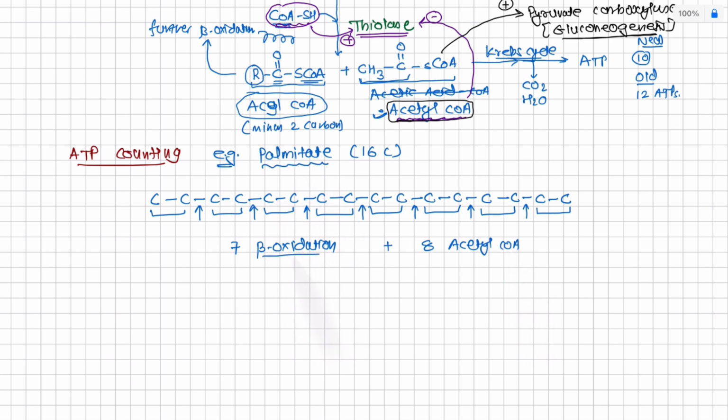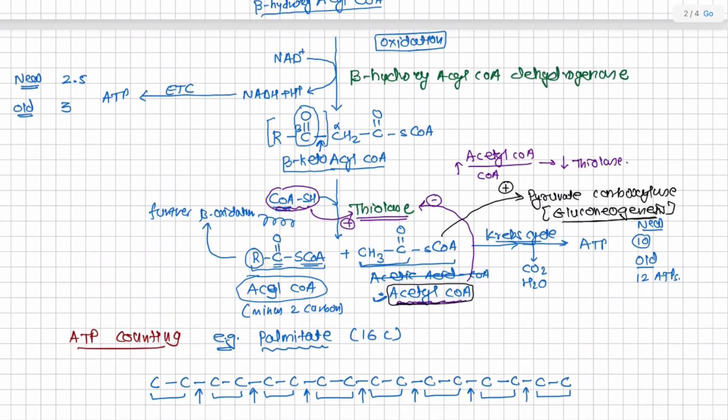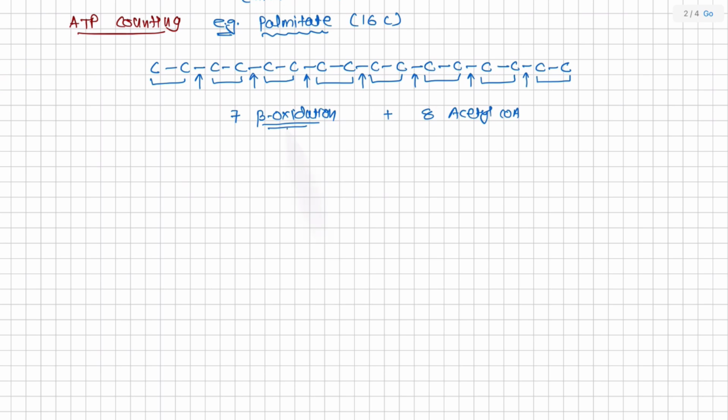We know that during beta oxidation, one FADH2 and one NADH plus H plus is released. So for each beta oxidation, we get one FADH2 and one NADH plus H plus molecule. As per the new information, FADH2 gives rise to 1.5 ATP, whereas NADH plus H plus gives rise to 2.5 ATP. And how many times is beta oxidation occurring? 7 times. So we multiply by 7, right? So 1.5 into 7 gives 10.5, whereas 2.5 into 7 gives rise to 17.5 ATPs.